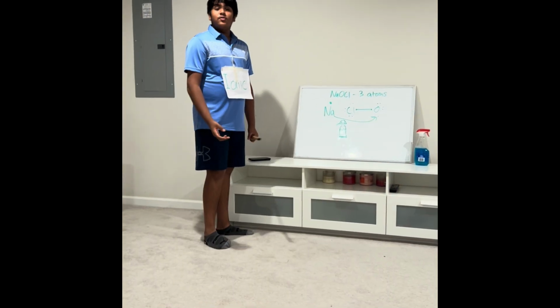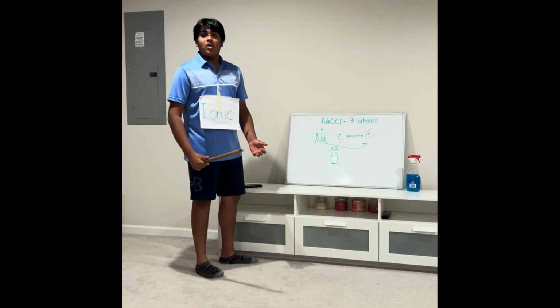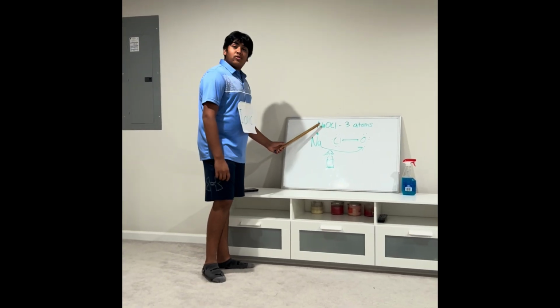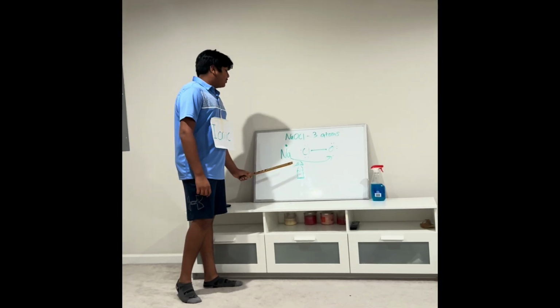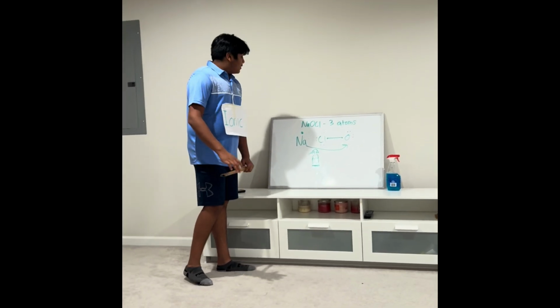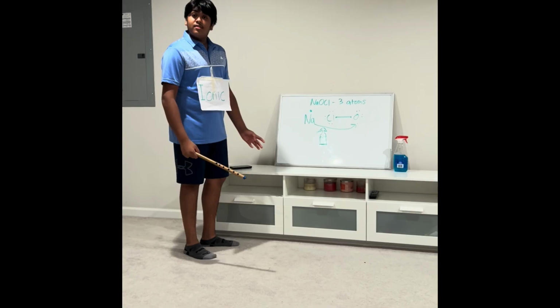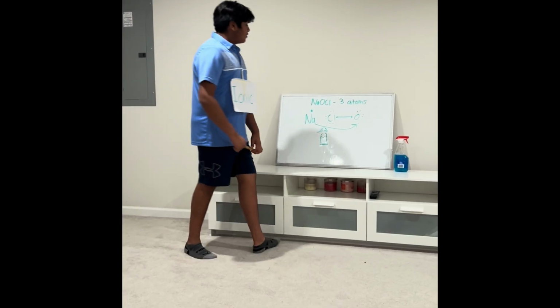Another real world example of an ionic bond would be sodium hypochlorite. It contains 3 atoms, and this is how you would represent it in a Lewis dot diagram. And this is bleach, right?